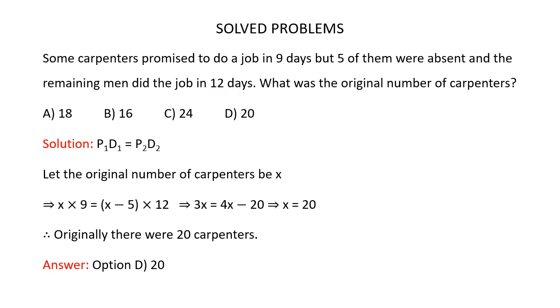Now substituting all these values in this formula here, we get X multiplied by 9 is equal to X minus 5 multiplied by 12. On solving this, we get X is equal to 20. So originally there were 20 carpenters. The correct answer is option D, 20.